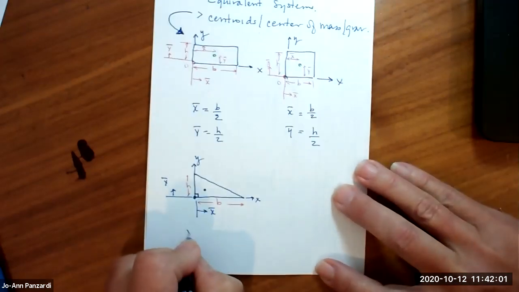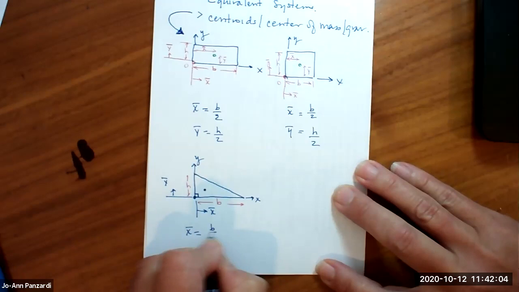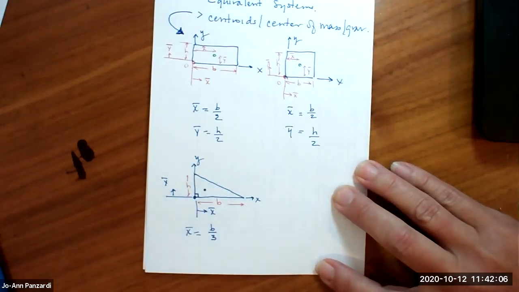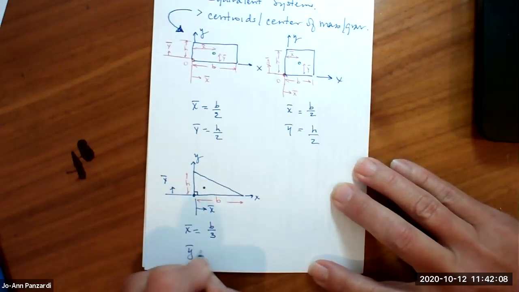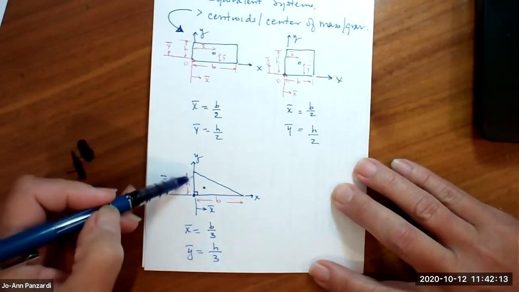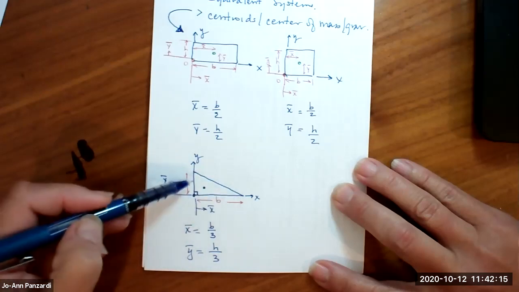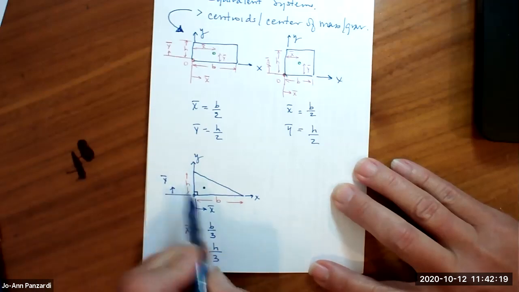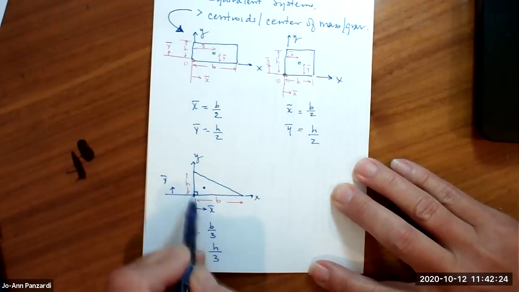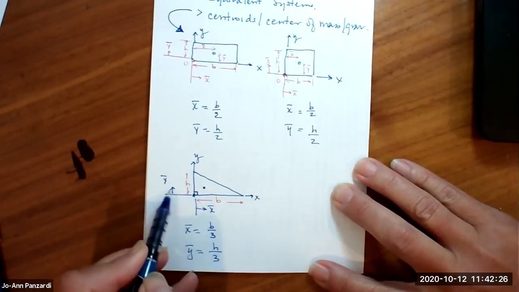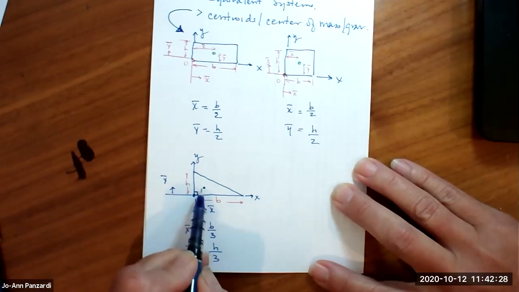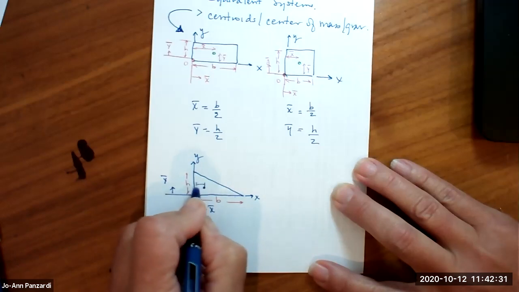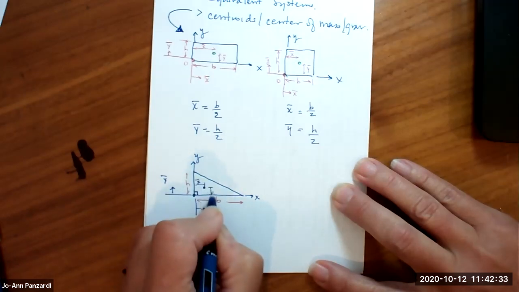And x bar turns out to be 1/3 of the base, and y bar turns out to be 1/3 of the height. Because I'm looking at a right triangle and I'm looking at the fatter sides being along here, and I'm measuring from the fatter or the longer B and H, x bar and y bar are 1/3 the location to the center. So this is x bar here, and this is y bar here.